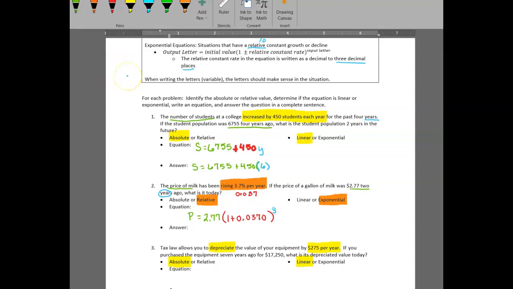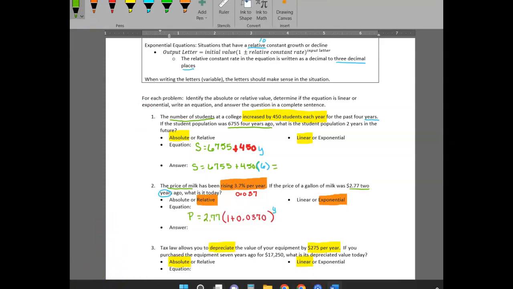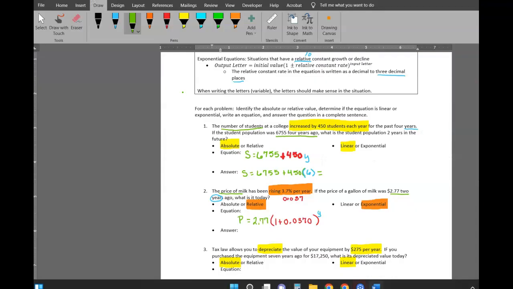And then we just type that into our calculator or into Desmos exactly as you see it. And so we're just going to type in exactly as we wrote it down, 6755 plus 450 parentheses 6. And Desmos will give us the answer 9455. And so we end up with 9,455 students.